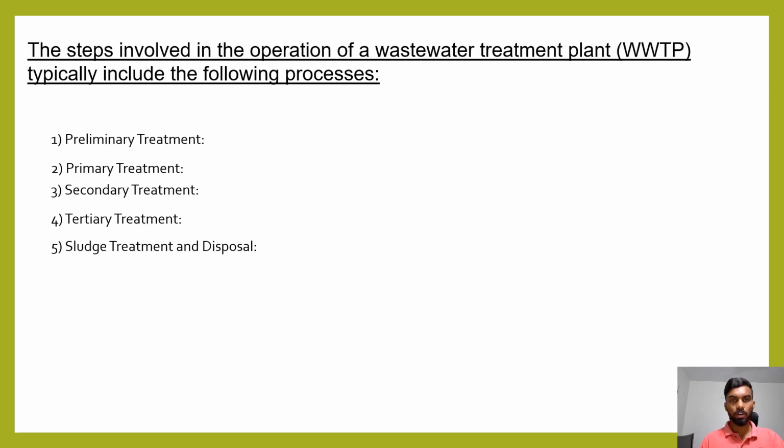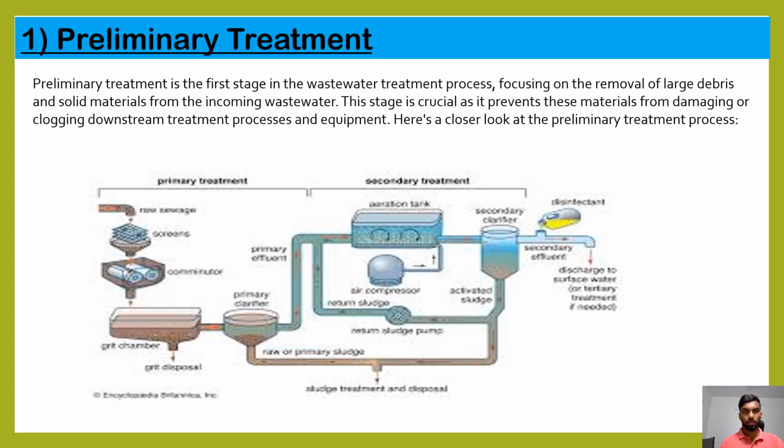The steps involved in operation of wastewater treatment plant typically include the following process: preliminary treatment, primary treatment, secondary treatment, tertiary treatment and sludge treatment and disposal. Let's know about preliminary treatment. Preliminary treatment is the first stage in the wastewater treatment process, focusing on the removal of large debris and solid materials from the incoming wastewater. This stage is crucial as it prevents these materials from damaging or clogging downstream treatment process and equipment.